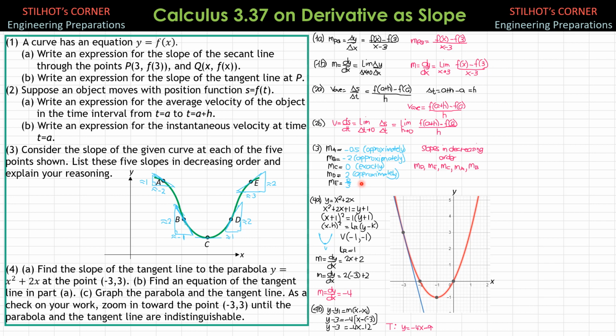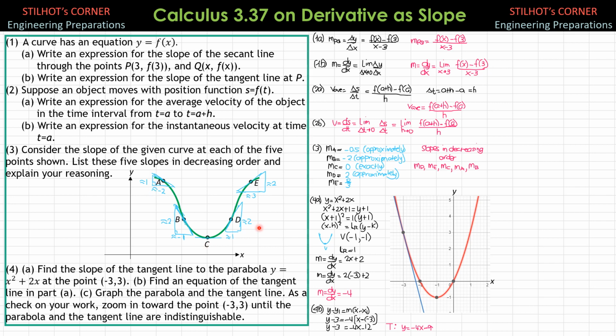Anyway, that's an approximate value. So therefore, in decreasing order, we should start at the highest and positive, which is the slope at D. Then next is the slope at E, because this is positive 2/3. Then 0 at C. Then the slope at A, negative 0.5, and the slope with the lowest value is at B with slope negative 2. So that's the arrangement in decreasing order of the slope, and the explanations were already mentioned because of the approximation.